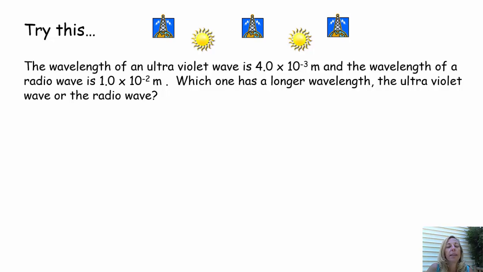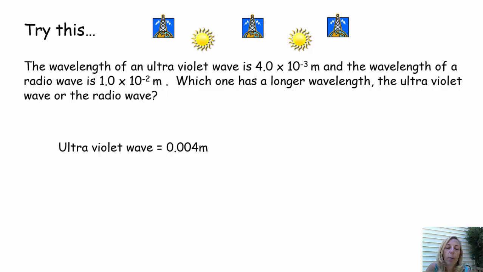Ooh, let's try this one. This is how they might be asked of you on a test or even on the state test as a word problem. So let's read this together. It says the wavelength of an ultraviolet wave is 4.0 times 10 to the -3rd meters, and the wavelength of a radio wave is 1.0 times 10 to the -2nd meters. Which one has a longer wavelength, the ultraviolet wave or the radio wave? What I want you to do is pause the video, give it a try, and then come back for the answer. Hopefully you paused the video. I'm really hoping. So let's check out our answer.